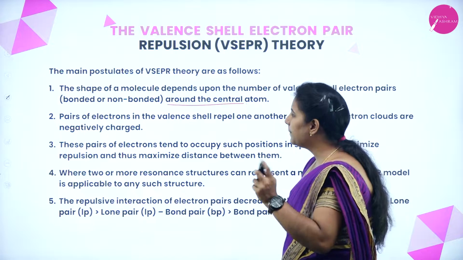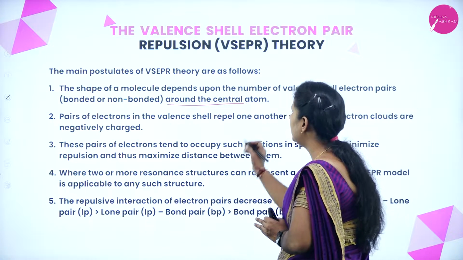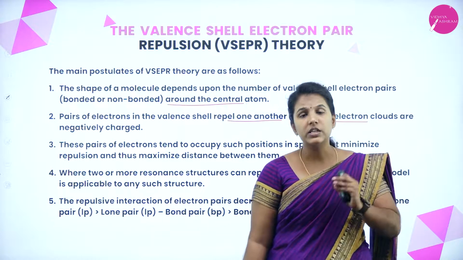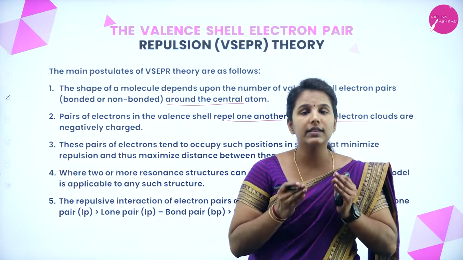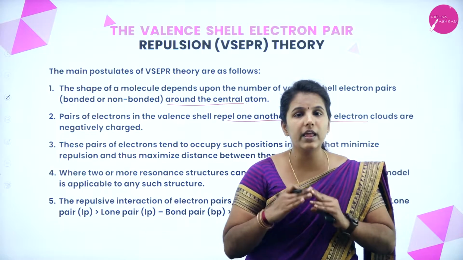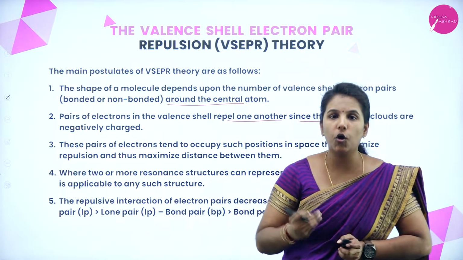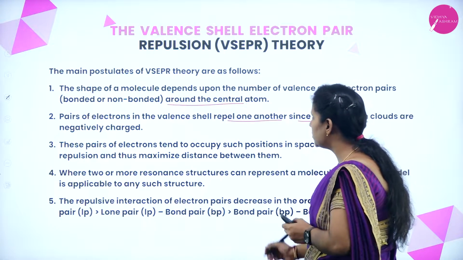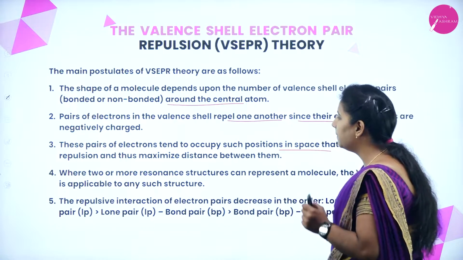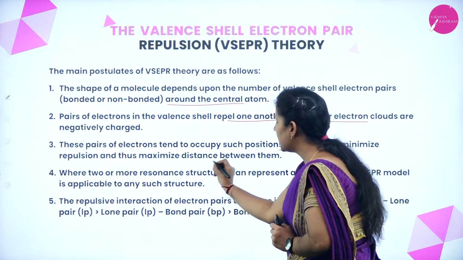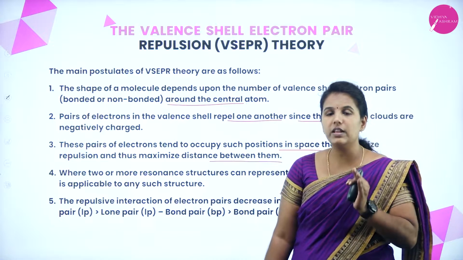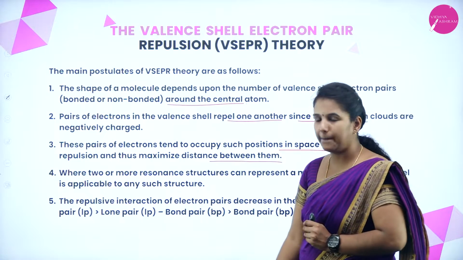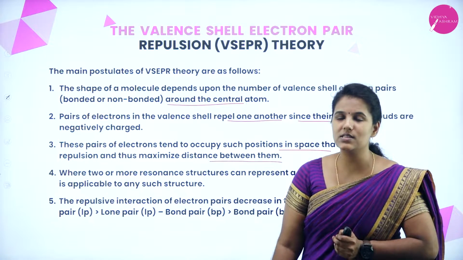The pairs of electrons in the valence shell repel one another since their electron clouds are negatively charged. And these pairs of electrons tend to occupy positions in space that minimize the repulsion and maximize the distance between them. So when pairs of electrons are oriented in space, they minimize the repulsion and maximize the distances between them.